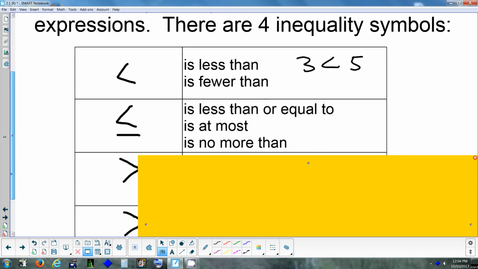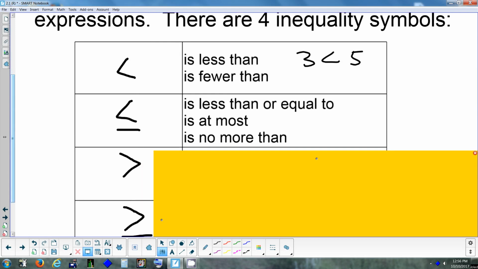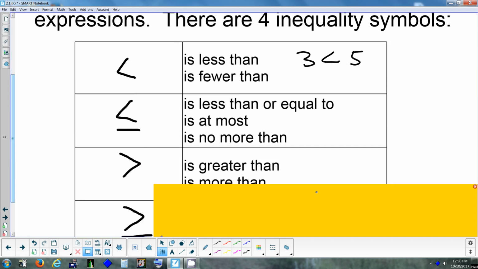All right. What about this symbol? What does this one mean? Greater than. What's another way to say greater than? More than? Yep. There are a couple ways you can say that one.